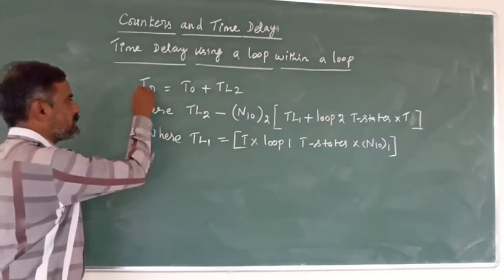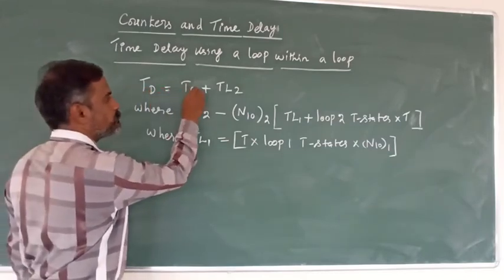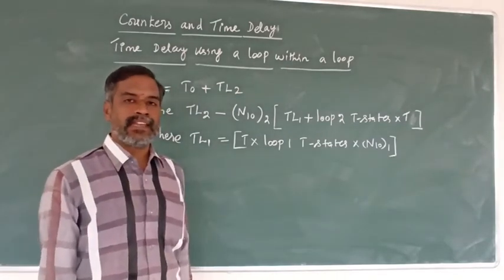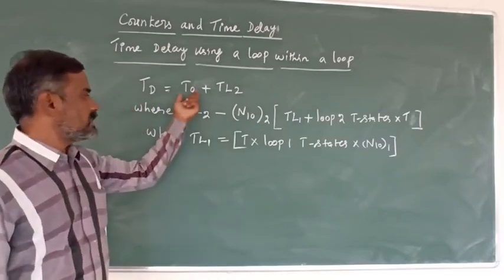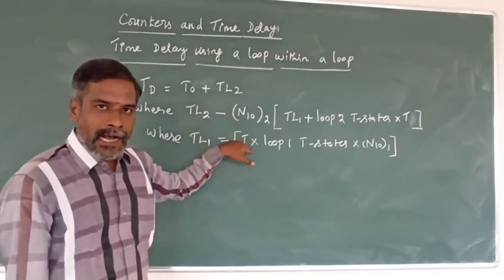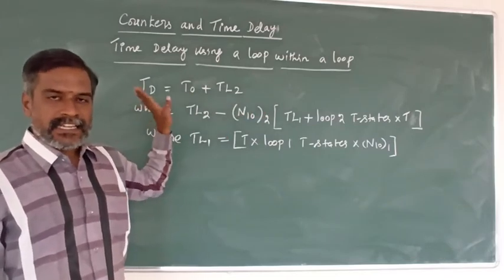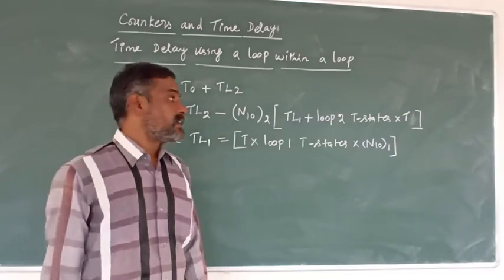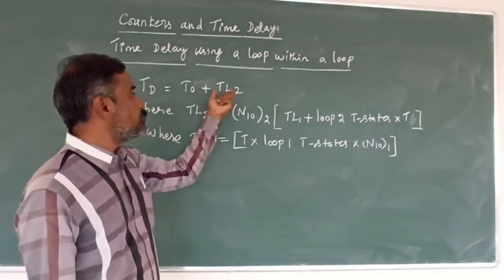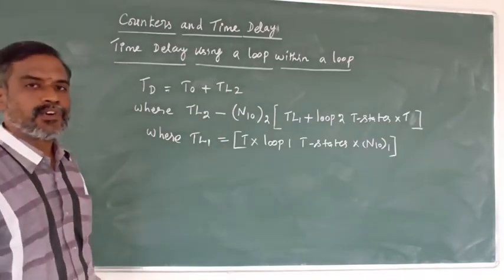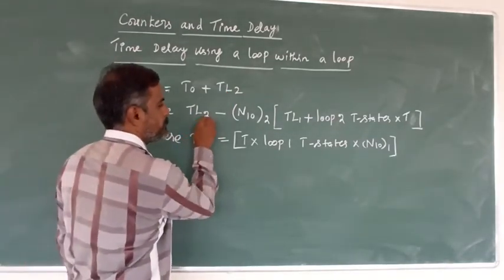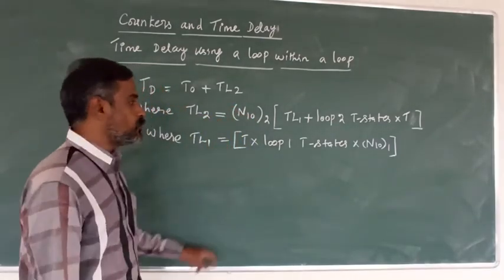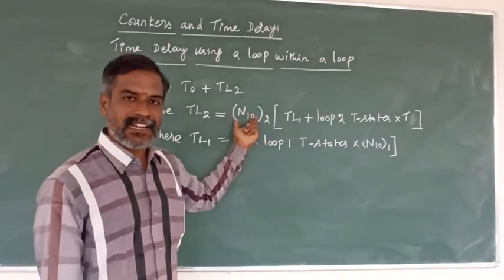The total time delay formula is TD equals TO plus TL2. Here TO is the outside the loop time delay, which we already discussed. TO means calculating the outside loop T states. Next, TL2 means the loop 2 time delay. The formula uses n base 10 of loop 2, the given hexadecimal value of loop 2.